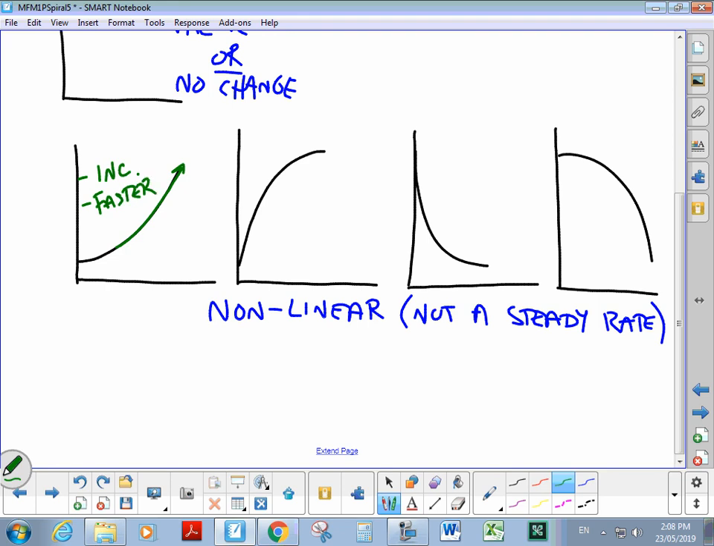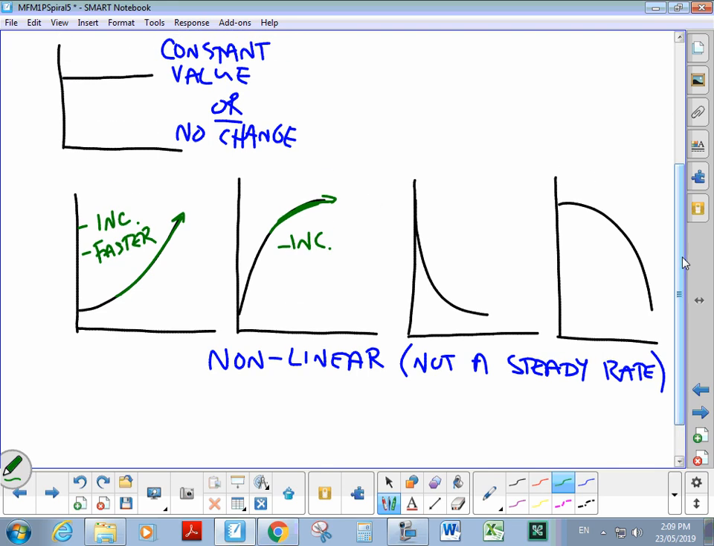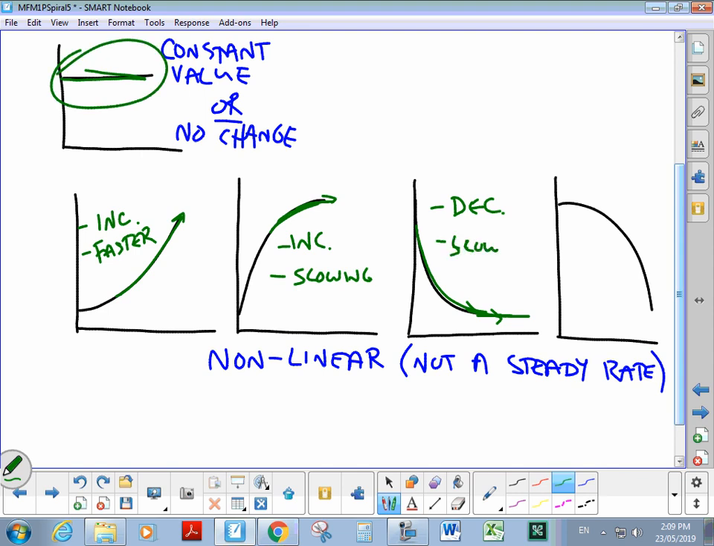This one, the y value is increasing, but because it's flattening out, it's starting to look like our horizontal line above here. So we say slowing. Here, the y value is decreasing, and again it's flattening out just like this one up here. So we say slowing. And then this one, it's getting steeper and steeper. So the y values are decreasing, and again, it's decreasing faster and faster.